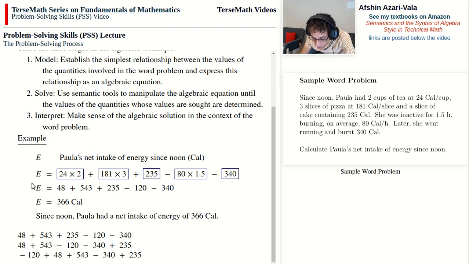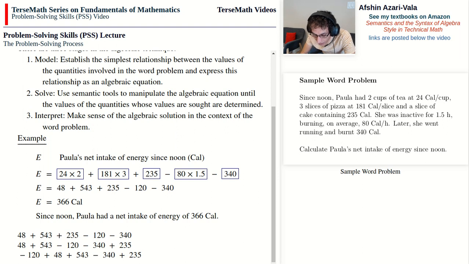Okay, so we are now done with the solving stage. We do the computations, we work out the terms, and then once we have worked out the terms, we do the additions and subtractions to find the answer to the problem. And then it closes with a statement. This is stage number 3 now, interpret. We close it with a statement that tells us what the 366 calories represents. So basically it answers the question in a sentence. And here we have, since noon, Paula had a net intake of energy of 366 calories.